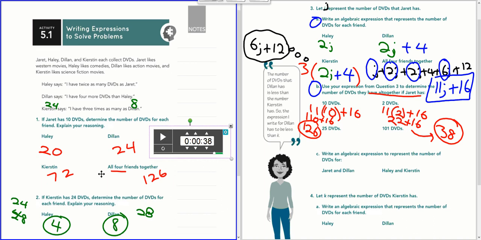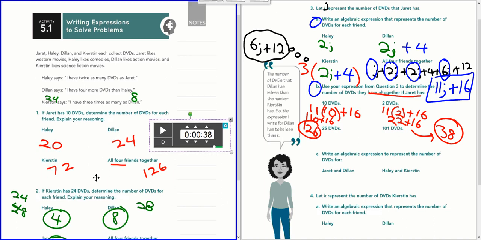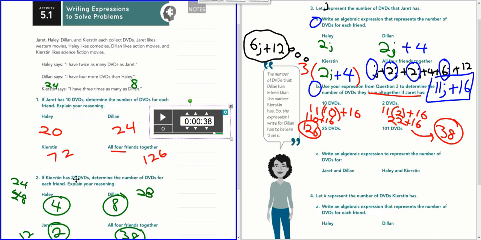Okay, pretty straightforward. But what if it starts with Kirsten having 24 DVDs? Then we have to work backwards a little bit. If Kirsten has 24, what would Dylan have to have so that she has 3 times as many as him? So it's kind of like 24 divided by 3. Or go backwards: 8 times 3 would get us back to 24. So that's how we know that Dylan has to have 8.